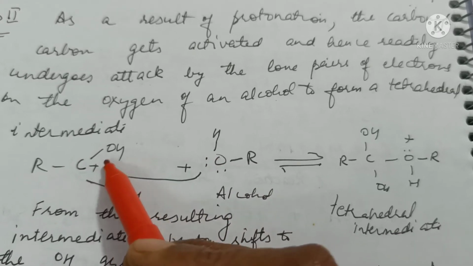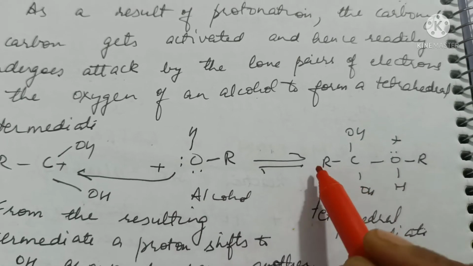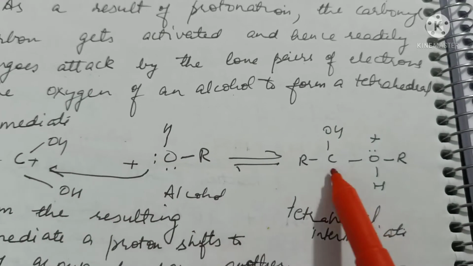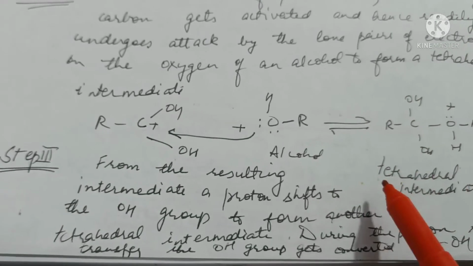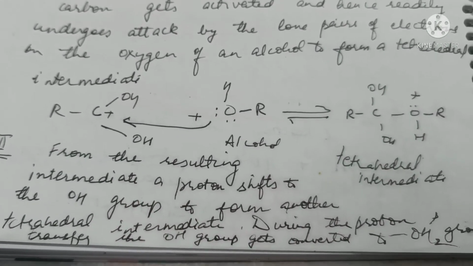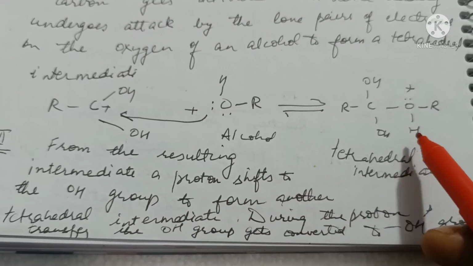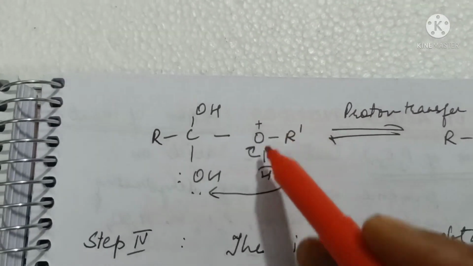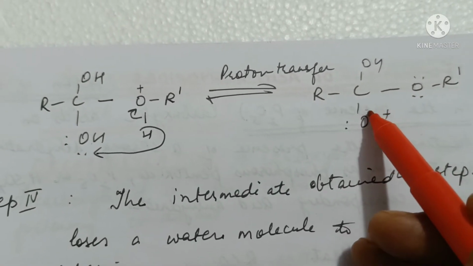This nucleophile will attack this carbon atom to again form a tetrahedral complex where we have R, C, OH, OH and ROH on this side. Oxygen again has a positive charge. In the next step, in the resulting intermediate, there will be a proton shift to the OH group to form another tetrahedral intermediate with positive charge on oxygen. So the proton of alcohol moves here to form OH2 and a positive charge resides on this oxygen atom.